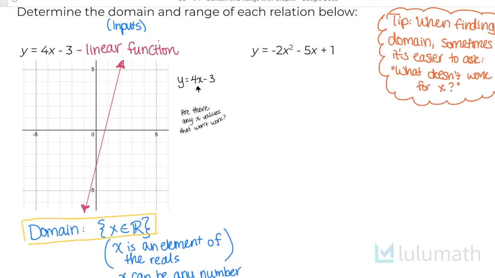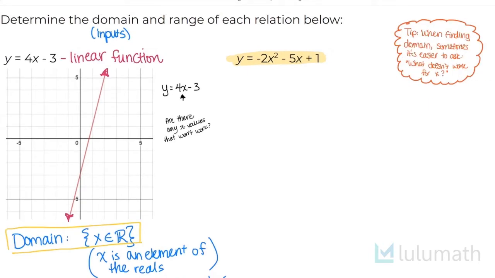Our next example that we're going to look at is y equals -2x squared minus 5x plus 1. And we know that this is a quadratic relation and that it opens down because our a value is negative. We also know it's a function because we learned in the vertical line test video that all quadratic relations are functions.